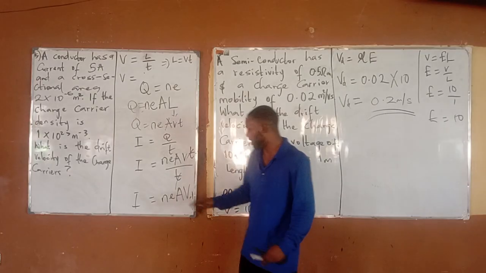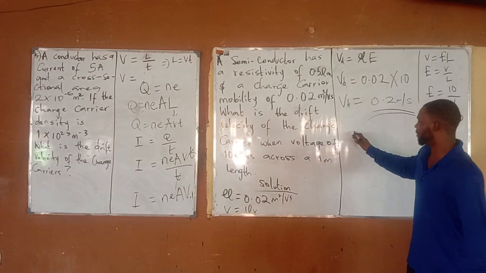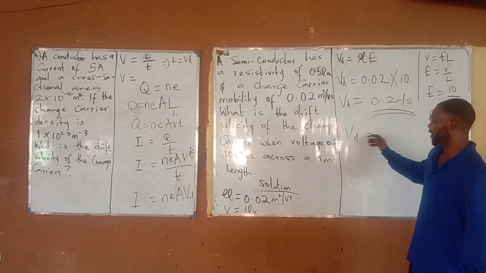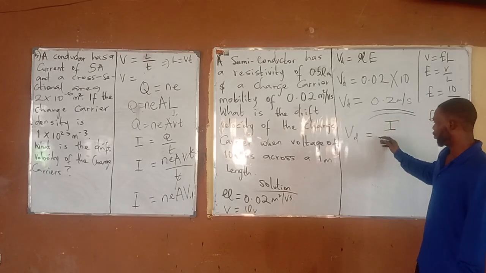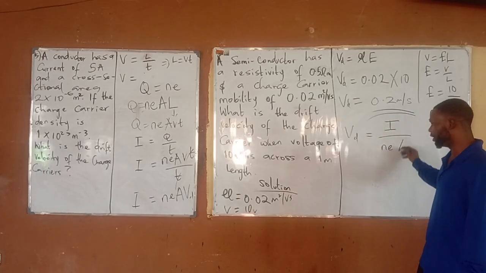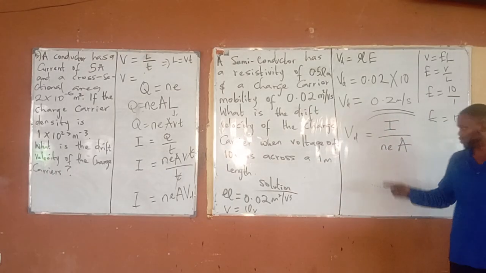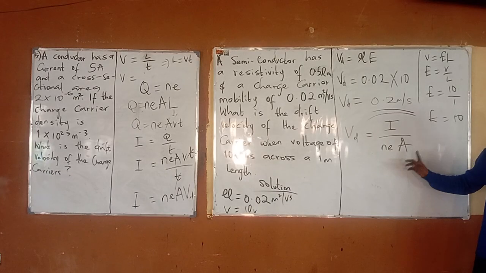So make this the subject of the formula. If you make this the subject of the formula, you have that drift velocity is simply equal to I over NEA. This is when you are relating drift velocity to current. This is the formula you use.